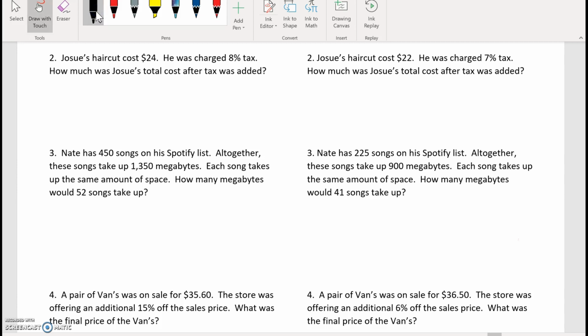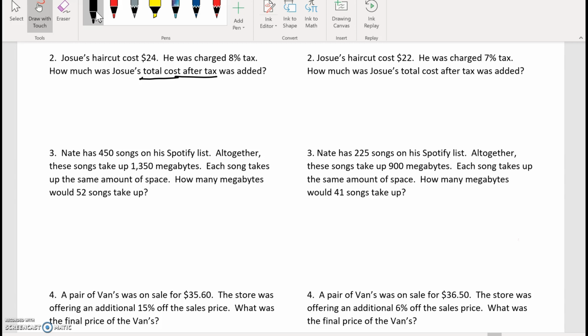We're going to actually go ahead and start with number 2 because you guys have been rocking these problems for a couple days, and this one's very similar to how you already know how to work a problem. Okay, so number 2 for partner A says Josue's haircut cost $24. He was charged 8% tax. How much was Josue's total cost after tax was added? Okay, so we are looking for the total cost after tax. All right, so that's super important that we know what we're looking for.